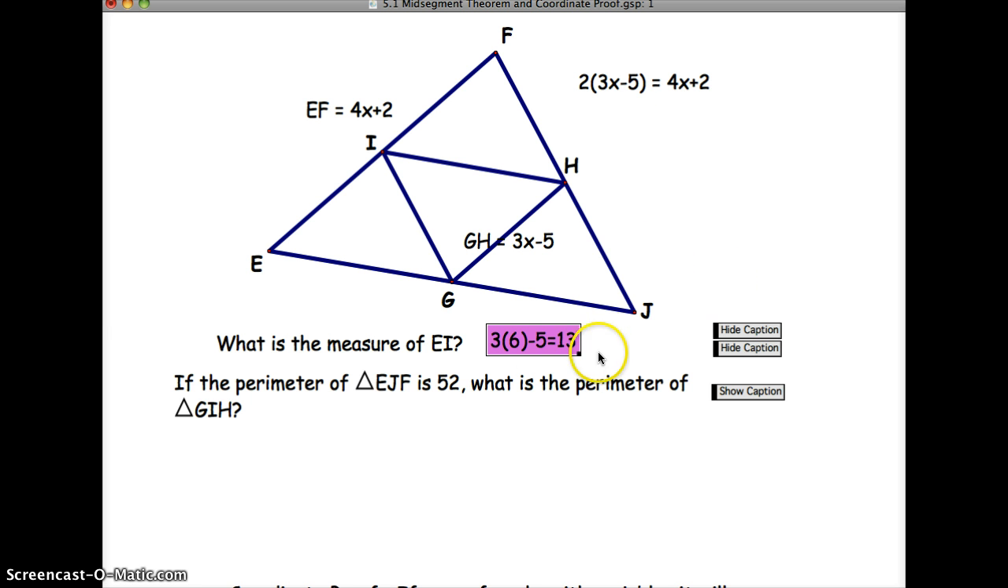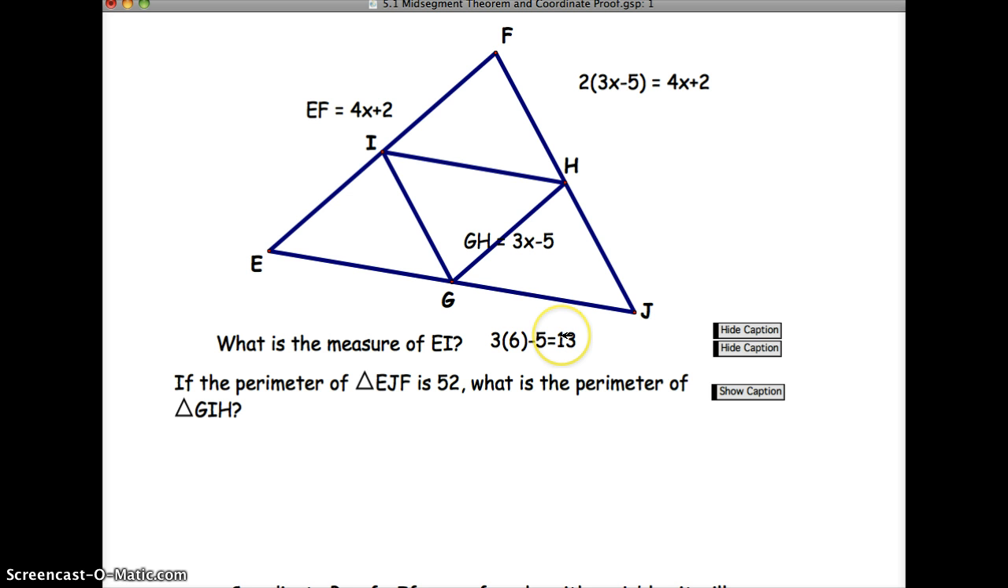Now if x is 6, I can plug that in because I'm looking for EI. If I is the midpoint of EF, then by the definition of a midpoint, EI is half of EF. We already said that GH was half of EF. So essentially, this segment EI is congruent to GH. So I could plug this in: 3 times 6 minus 5 is equal to 13.